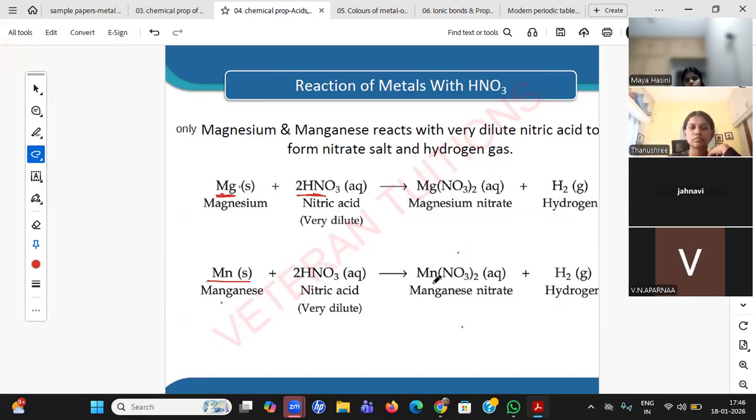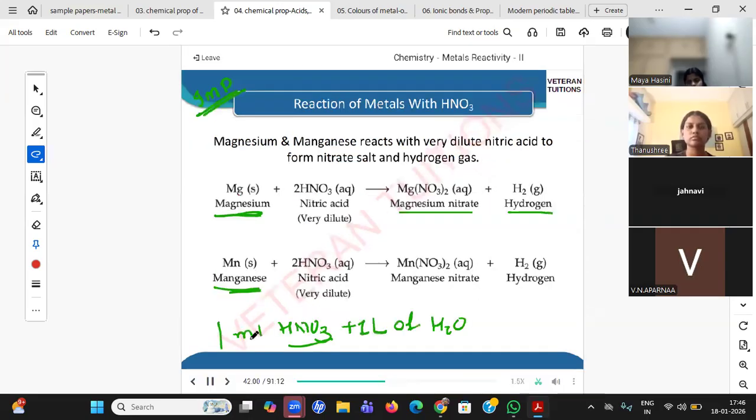But you see, I did not take dilute. I have taken very, very dilute. What does that mean? I'm adding more amount of water. How much water do you believe? 1 ml of HNO3, 1 liter of H2O. That much dilute I'm doing. Only in that scenario will we get hydrogen gas. So please remember it is very, very dilute, not just dilute. 1 ml to 1 liter, you can assume the ratio is 1 is to 1000.